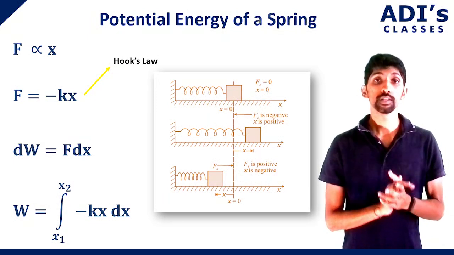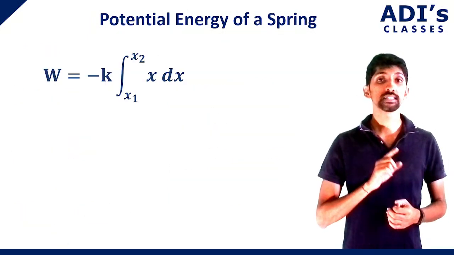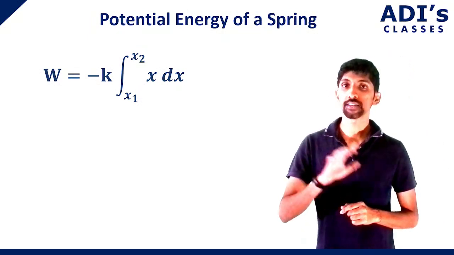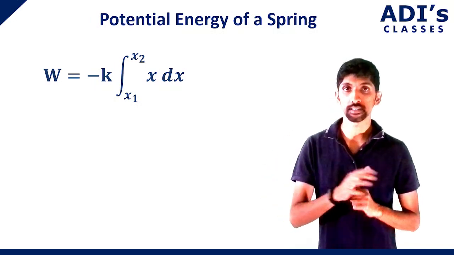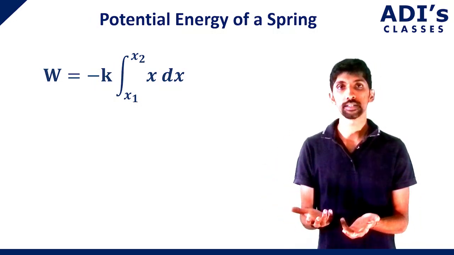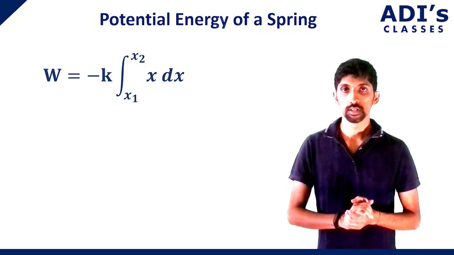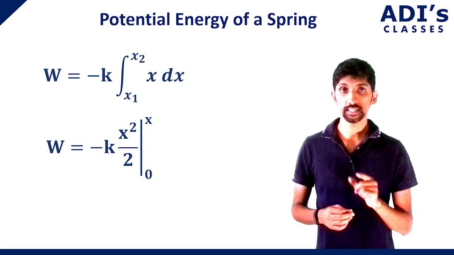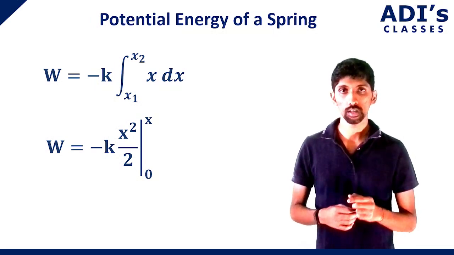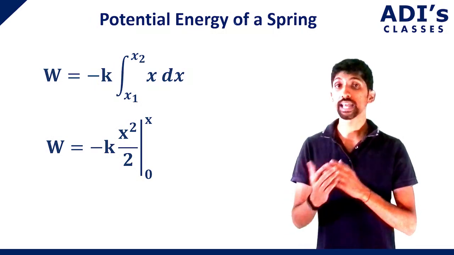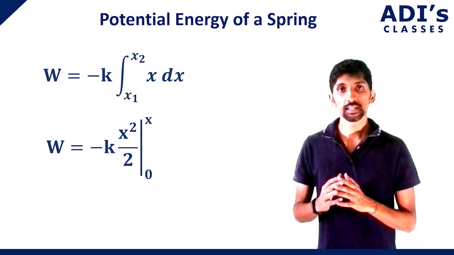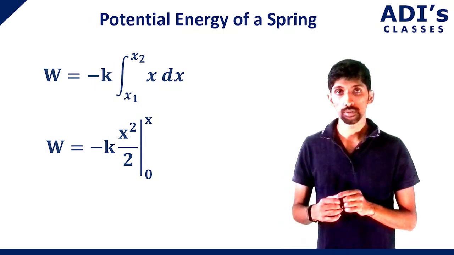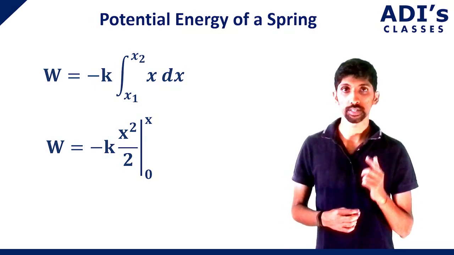Substitute the value. So we have W is equal to the integral of minus kx dx from x1 to x2. Now negative k is a constant, so you can take it outside the integral sign. This is one of the properties of integrals, which you will learn next year. So we have W is equal to minus k integral of x dx from x1 to x2. If you integrate x, you get x square by 2. So we get W is equal to minus k into x square by 2, and now we have to put in the limits from x1 to x2.